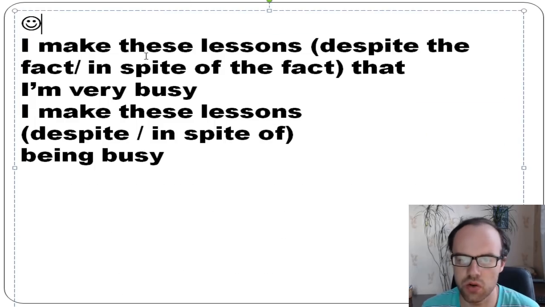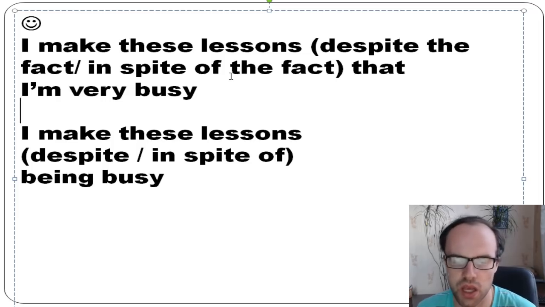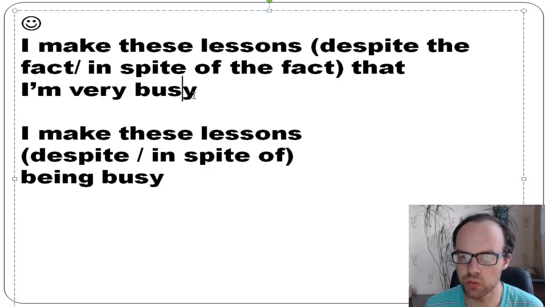What else? So I make these lessons despite the fact that I'm very busy. Anyway, I make these lessons. People often say, I have no time, so I can't upload lessons regularly. I believe that if someone really wants to do something, he'll find time. I'm also a very busy person, but I find time for it anyway.